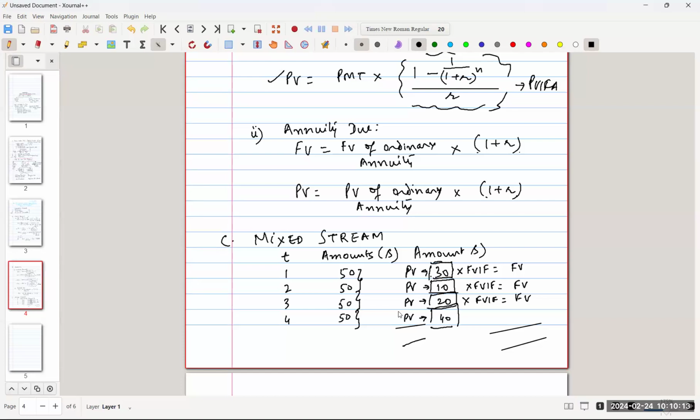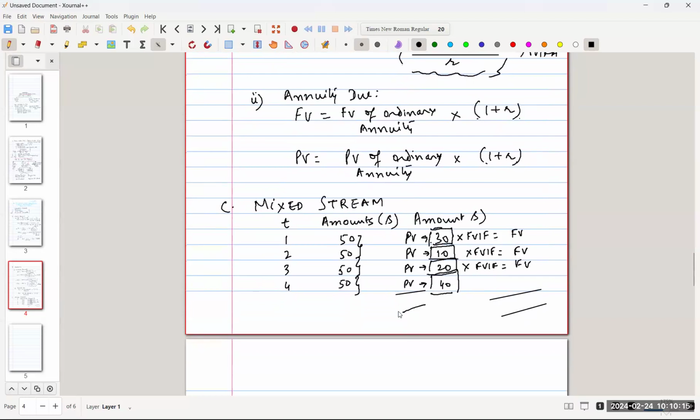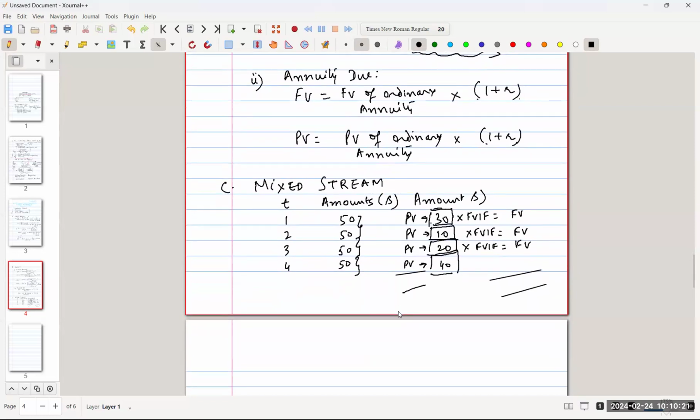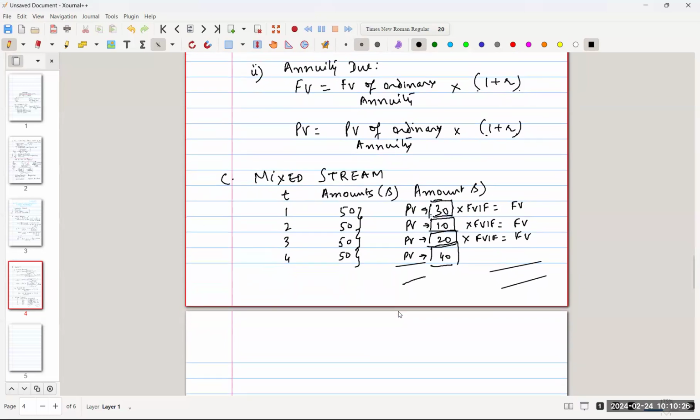Ladies and gentlemen, and then we talked about mixed streams where the cash flows will not have any definite pattern in terms of them being spaced out over time, and also in terms of their amounts. They will be unequal and random.